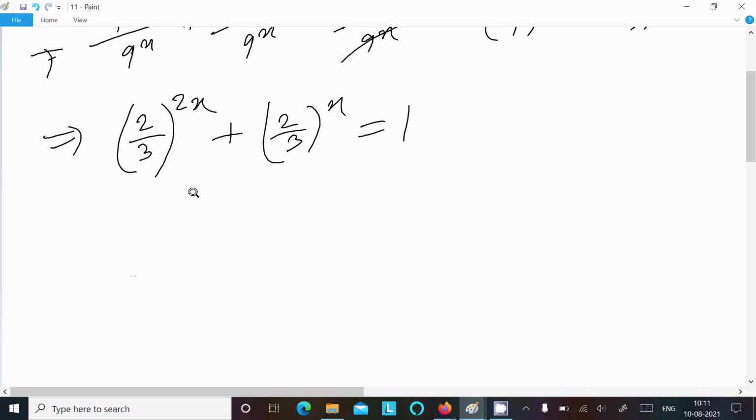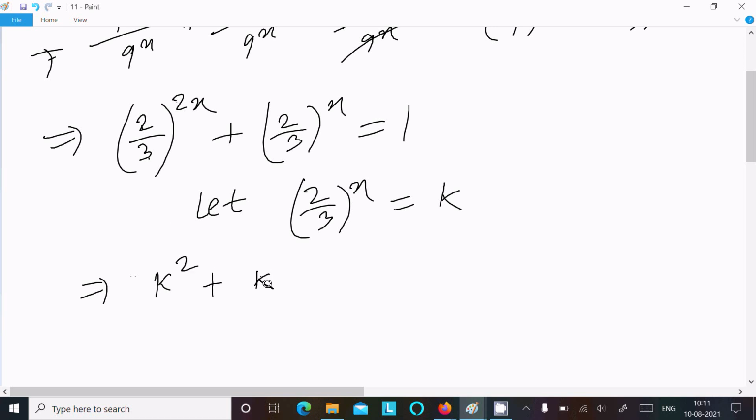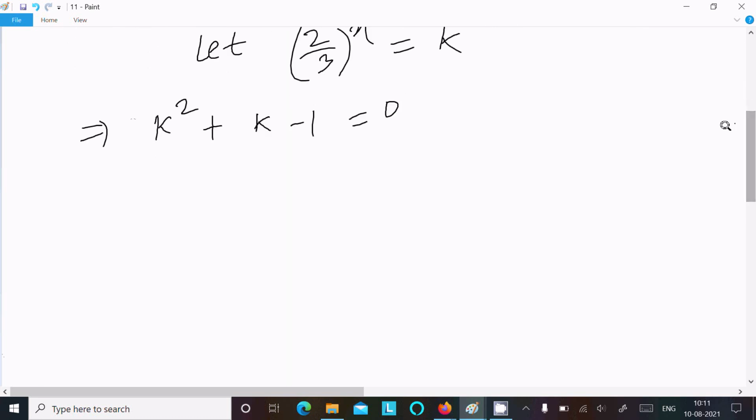Now let's assume (2/3) power x equal to k. After that, (2/3) power x equal to k, and since power 2 is there, we get k square plus k, and moving the 1 to the left it changes to minus 1. Now use the quadratic equation formula, so we can easily identify a equal to 1, b also 1, and c equal to minus 1.